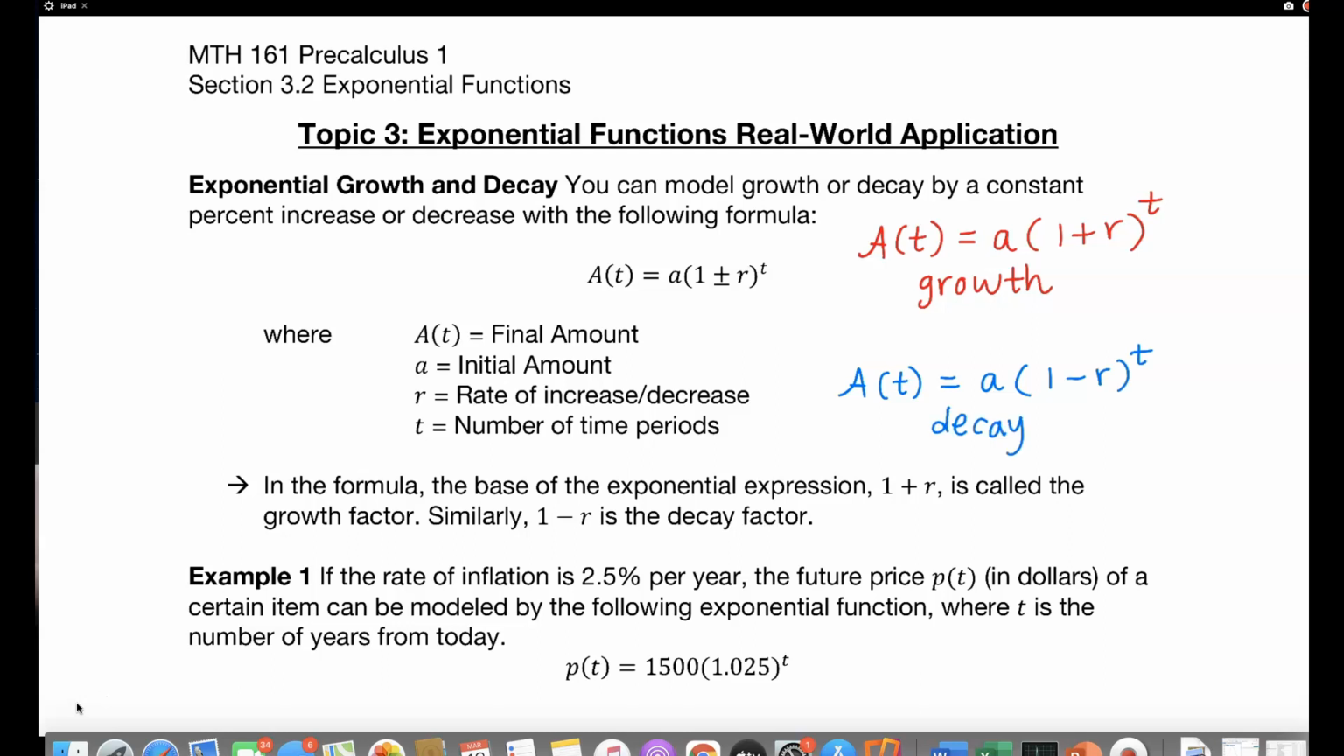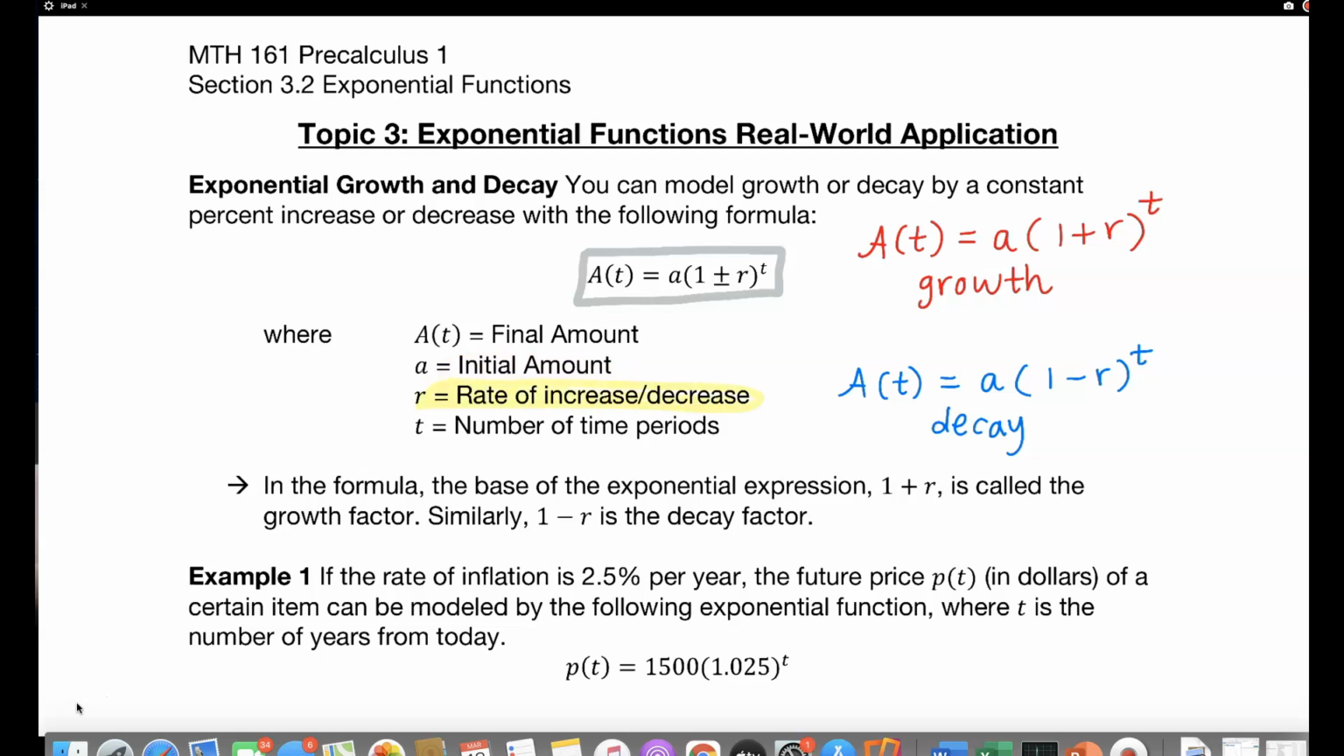Okay, so right here, I was just giving you both of them at the same time, where A stands for the final amount. Okay, little a stands for the initial amount. How much is your Honda Civic right now? Or how much do I have in my savings account right now? What do we have right now? That's the initial amount. r is the rate of increase or decrease.